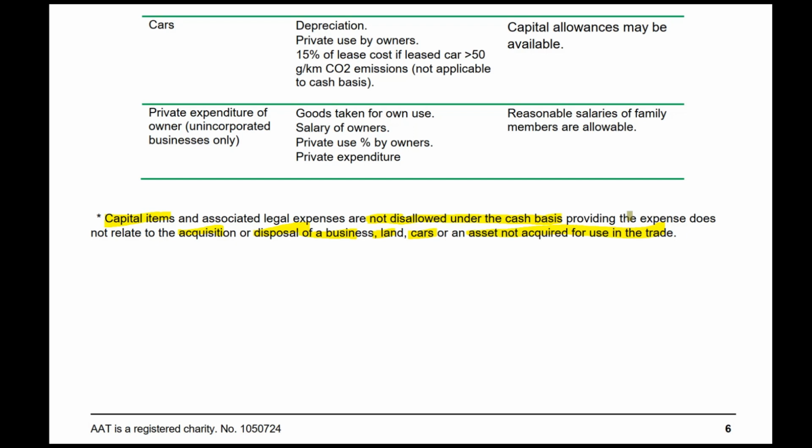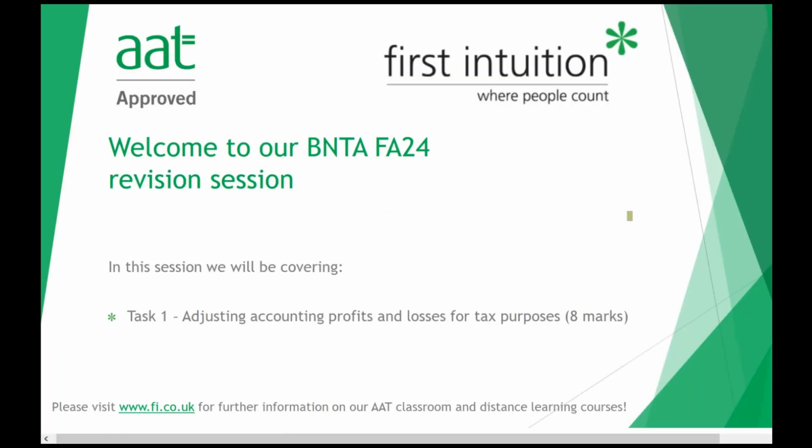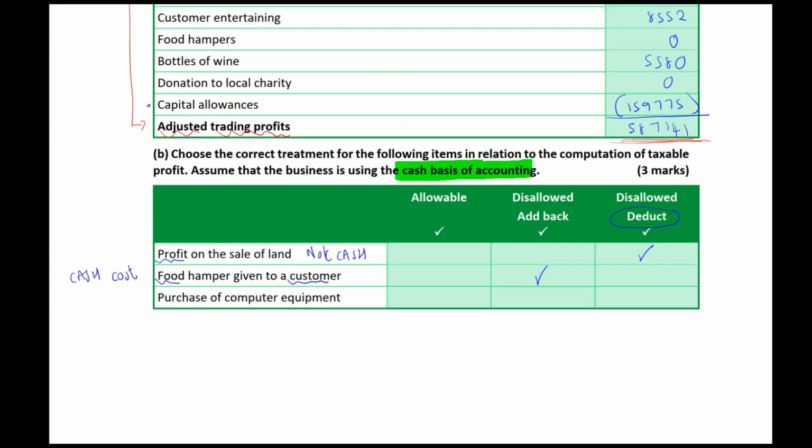So it's saying if you use the cash basis, you're not going to do capital allowances anymore. You're just going to claim the cost of the asset, and you're going to say, I bought a computer. That's a cost. I paid cash for it, so it is allowable. So you don't disallow capital expenditure under the cash basis. You just allow it as a cost because you've paid cash for your asset, and therefore you are allowed to claim that as a reduction of your taxable profit.